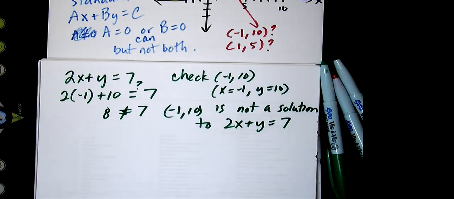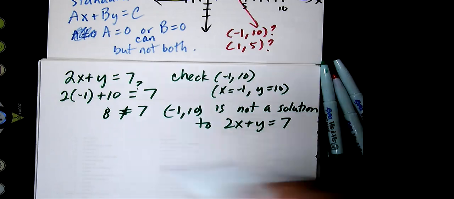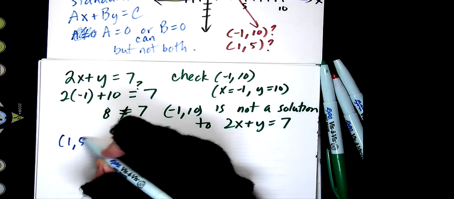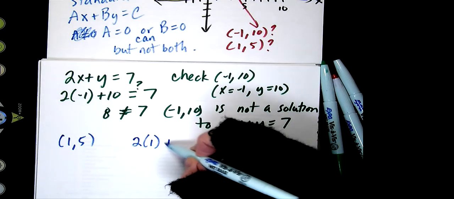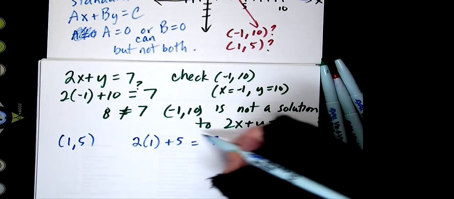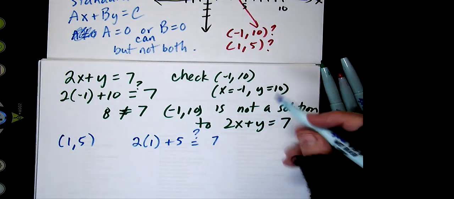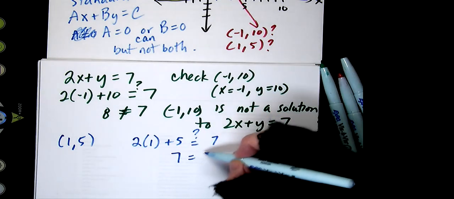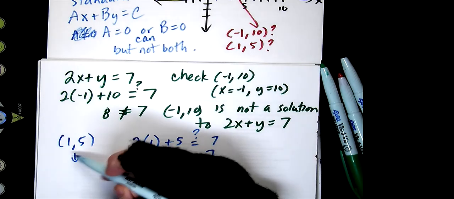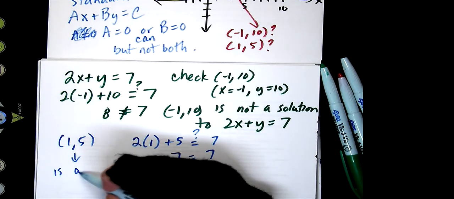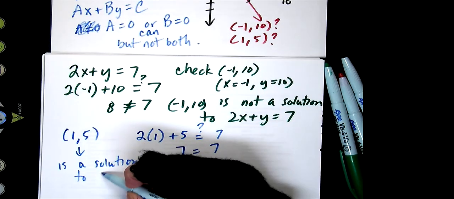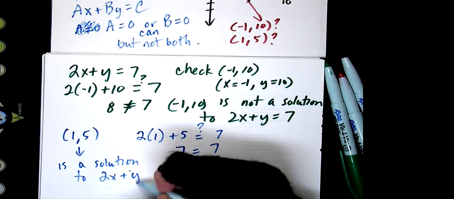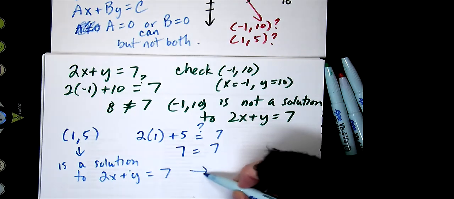We're almost done. We check 1, 5. Does that equal 7? I guess 7 equals 7. So yes, 1, 5 is a solution to 2x + y = 7. It's on the line.